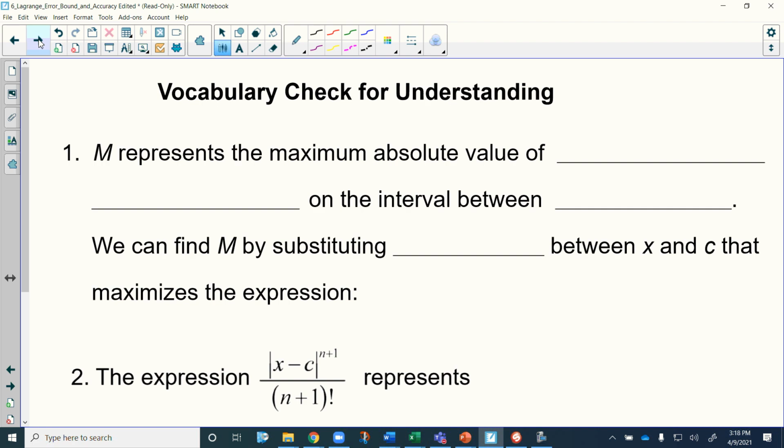Now let's move on here. Here's some vocabulary that we need to make sure that we understand. In this case, capital M represents the maximum absolute value of the n plus 1 order derivative on the interval between x and c, where the a value is going to be. And we can find the maximum by substituting the a value between x and c such that it maximizes the expression.